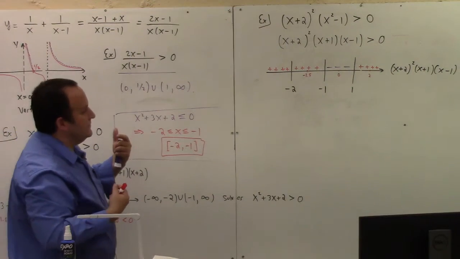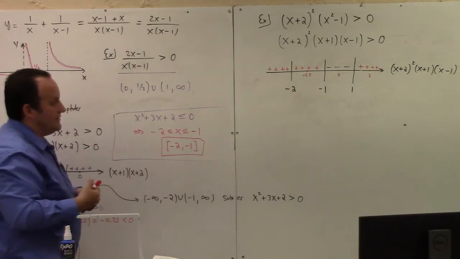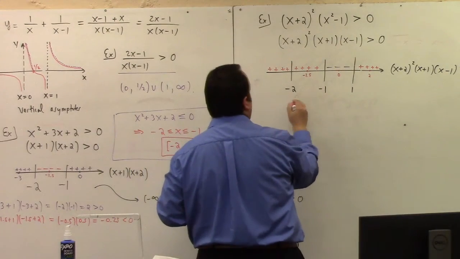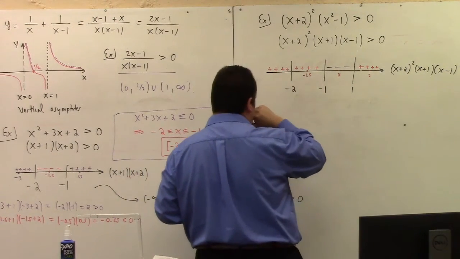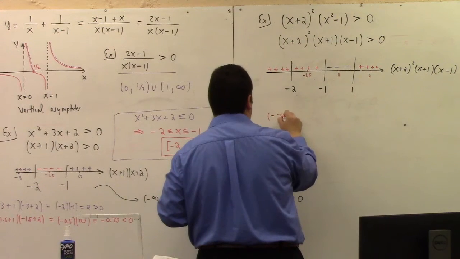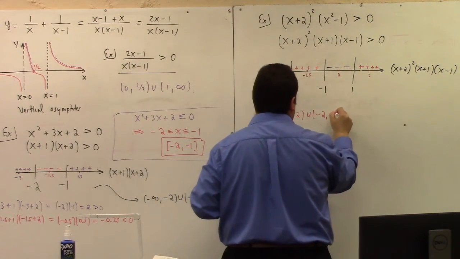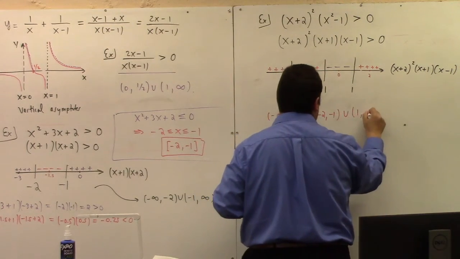Anyway, looks like we can solve the inequality. What is it? To get greater than 0, we have minus infinity to minus 2, unioned with minus 2 to minus 1, unioned with 1 to infinity.